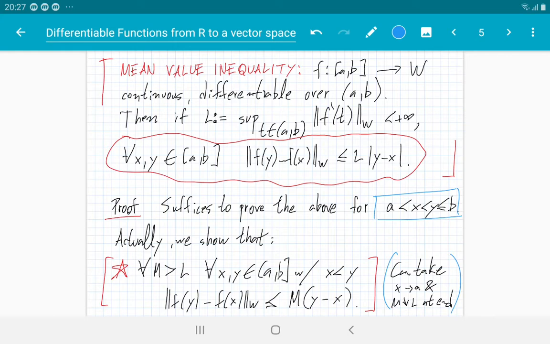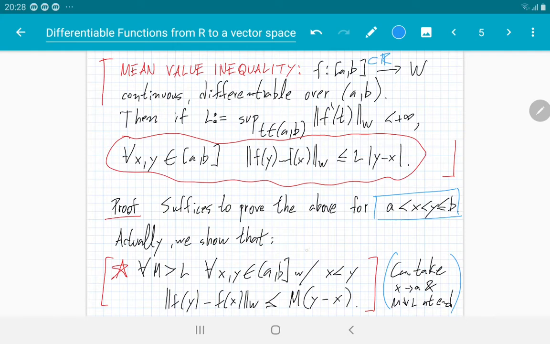Assume again that f is defined over the closed interval from A to B in the real line. W now is a Banach space, or any vector space actually, with a norm. And assume f is continuous over the whole interval and differentiable in the interior. Then what is being said here is that f is L-Lipschitz, where L is the supremum of the derivative. So even though the mean value theorem is not true, that important consequence that implies a Lipschitz property for certain functions is still true. Our next goal will be to prove that result.